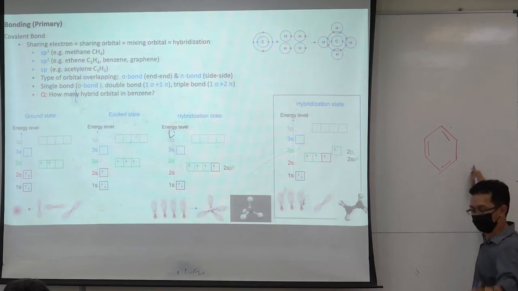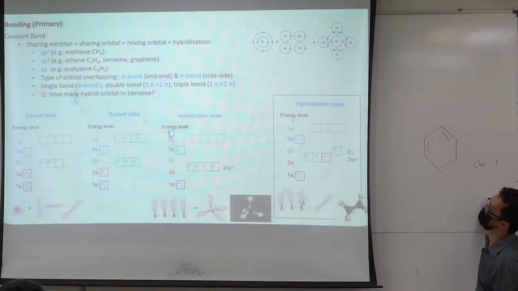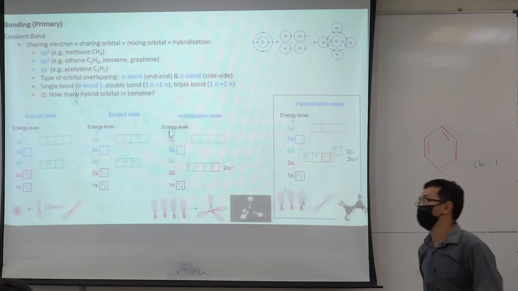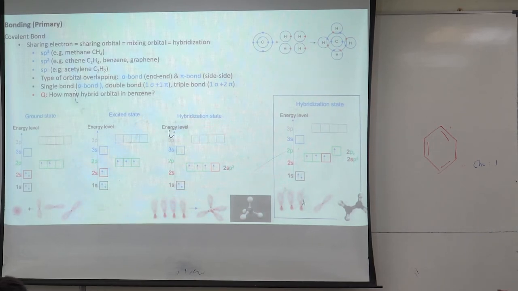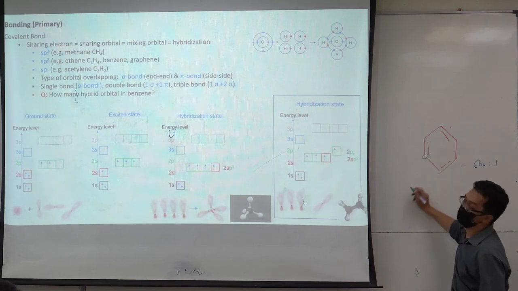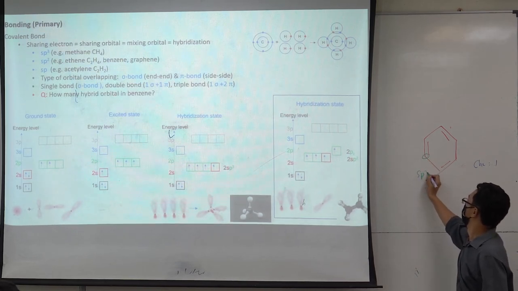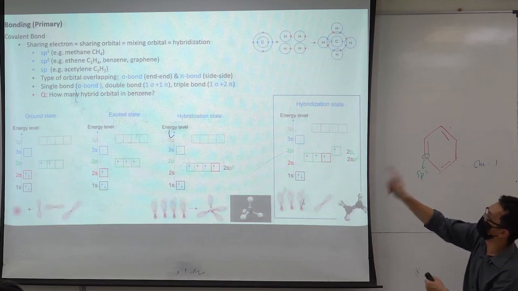Okay, who? Charity? Charity 1. So basically there are 18 hybrid orbitals. The reason for that, yes, this is SP2, but it does not get marked because I asked how many.